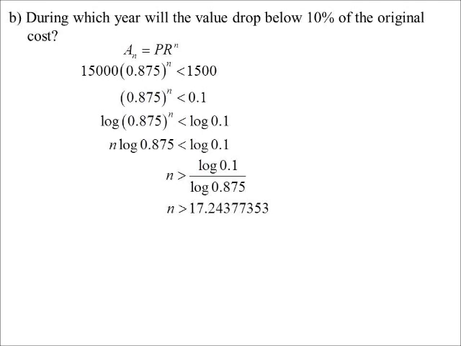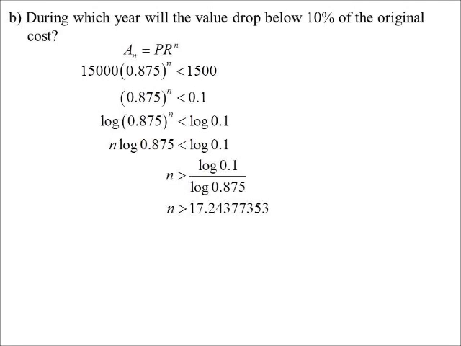Log both sides, bring the n to the front, divide, but remember, log of a number less than 1 is actually a negative number I'm dividing by. So we change the sign. So when n is greater than 17.2, question is, during which year?